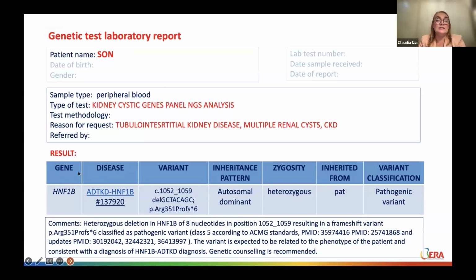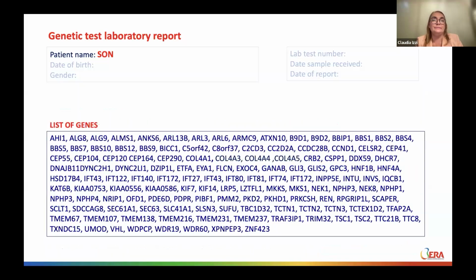And what we have found is that the patient had a variant in HNF1 beta, then we tested also the father, and he had the same variant. And this is the variant, and it is an autosomal dominant inheritance and heterozygous, and it's a pathogenic variant. And this is an example of how a larger gene panel can help when we have phenocopies or intrafamilial variability of the phenotype.